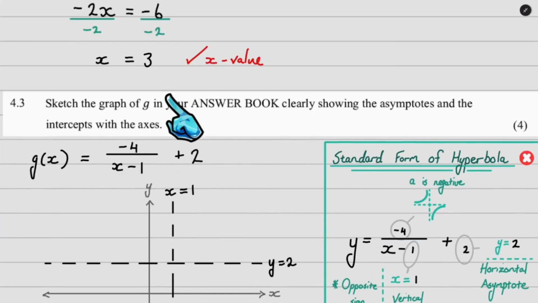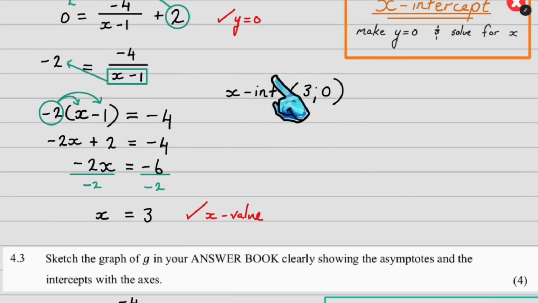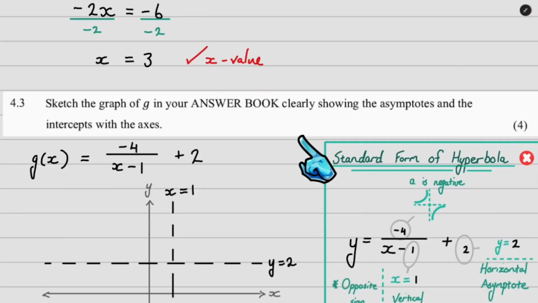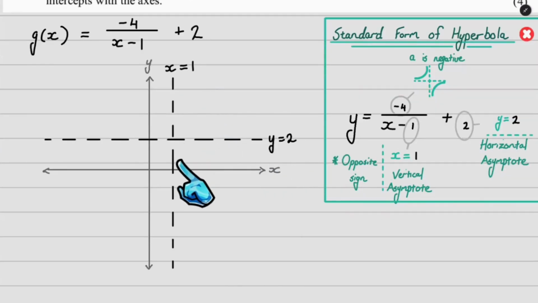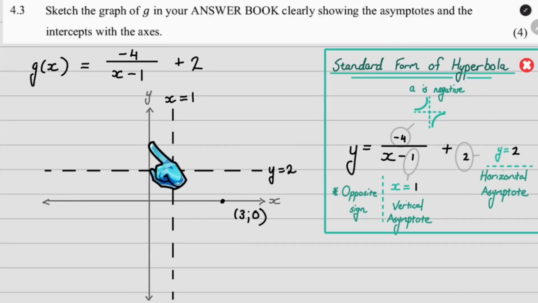So let's plot our x-intercept that we got earlier, this 3 and 0. That will lie somewhere on the right of this line, so I'm going to plop it over there. Okay, and I don't know what the y-intercept is. I know it's going to be somewhere here, but I don't know what it is. So you've got to work it out quickly because we've clearly got to show it.